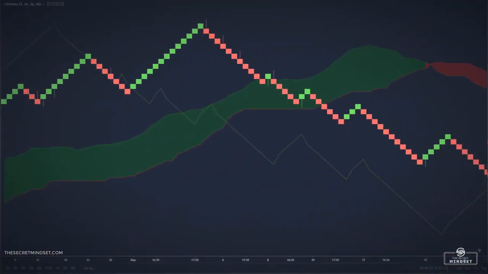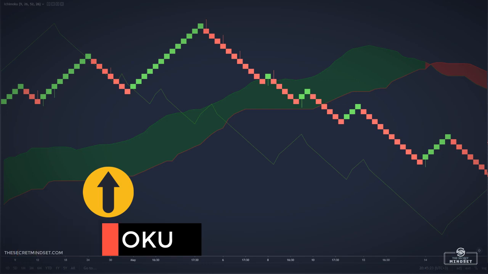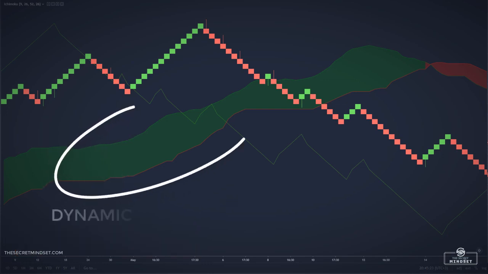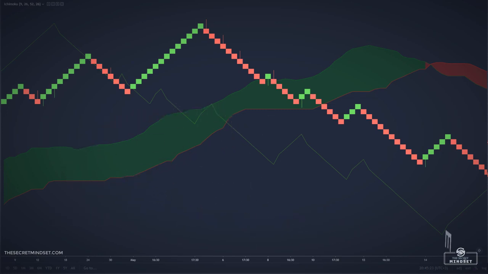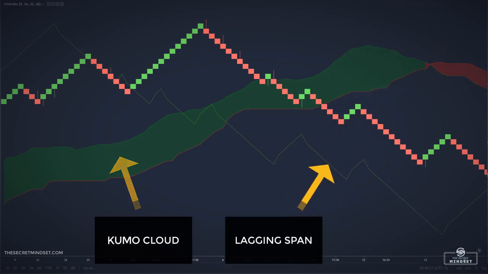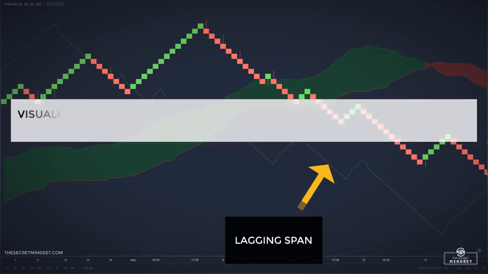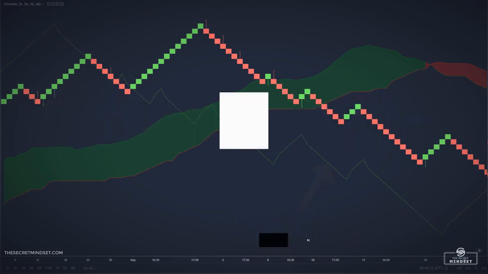The second component of our strategy is the Ichimoku indicator. An Ichimoku chart is a trend following system with an indicator similar to moving averages, which offers a unique perspective of support and resistance. I don't like to plot all the components of the Ichimoku because it's messy and quite confusing, so I only focus on the cloud and on the lagging span. The lagging span allows us to visualize the relationship between the price and the current and prior trends, as well as to spot potential trend reversals.